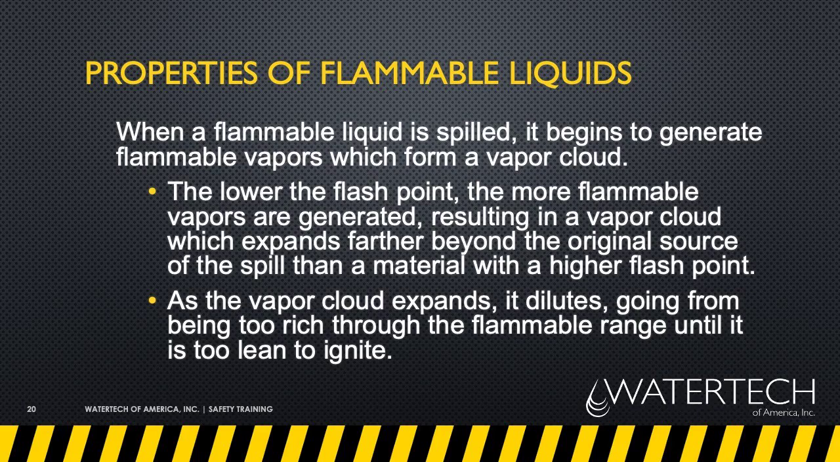When a flammable liquid is spilled, it begins to generate flammable vapors which form a vapor cloud. The lower the flash point, the more flammable vapors are generated, resulting in a vapor cloud which extends farther beyond the original source of the spill than a material with a higher flash point. As the vapor cloud expands, it dilutes, going from being too rich through the flammable range until it is too lean to ignite.